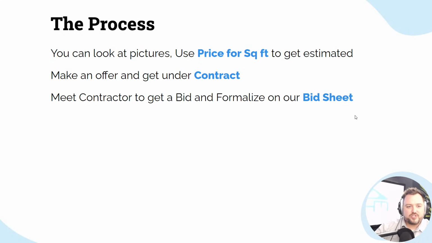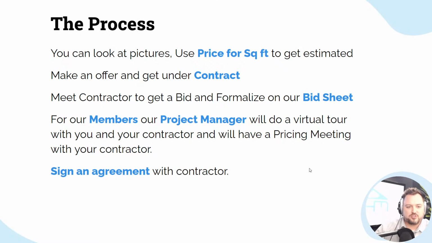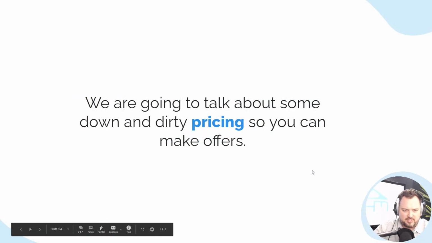Okay, then once you get the property under contract, you meet with the contractor and you use the bid sheet that we just talked about to formalize it. For our members, our project managers will do a virtual tour with you and your contractor and have a pricing meeting so we can try and dial that in. And then you get a signed agreement with the contractor. We have two agreements. We have the price breakdown and we also have the contractor services agreement, to make sure they know deadlines and everything else like that.